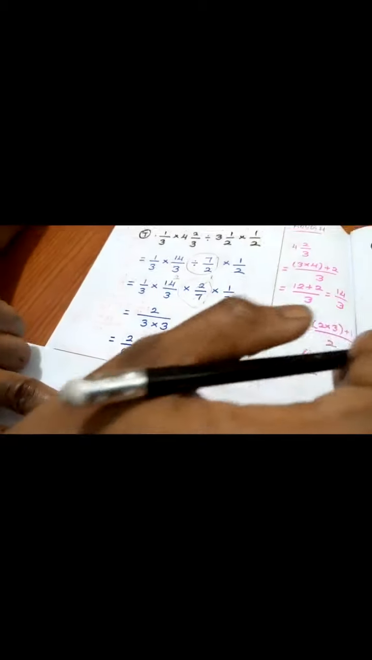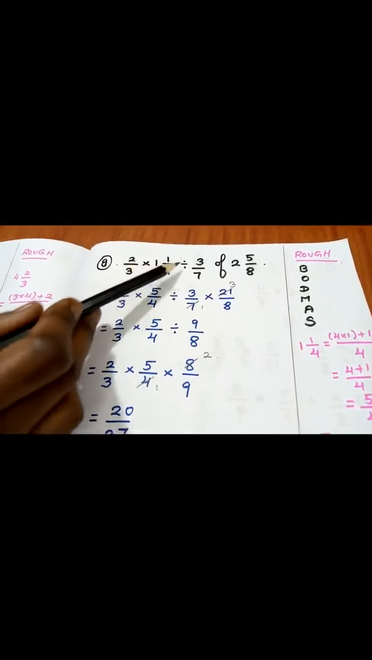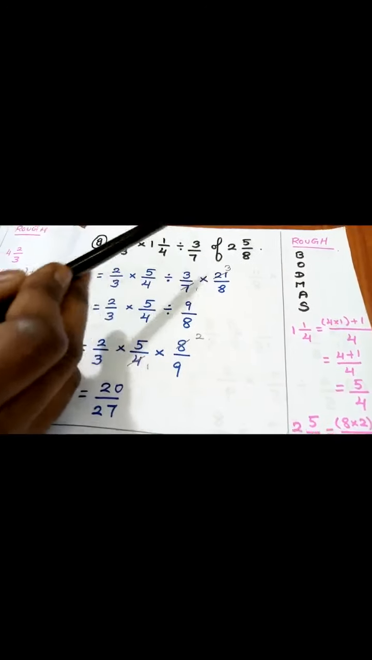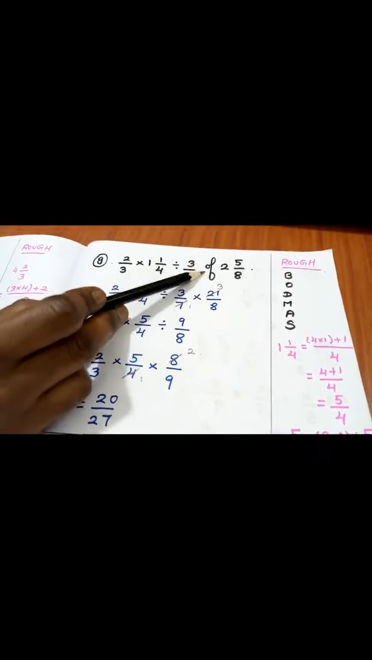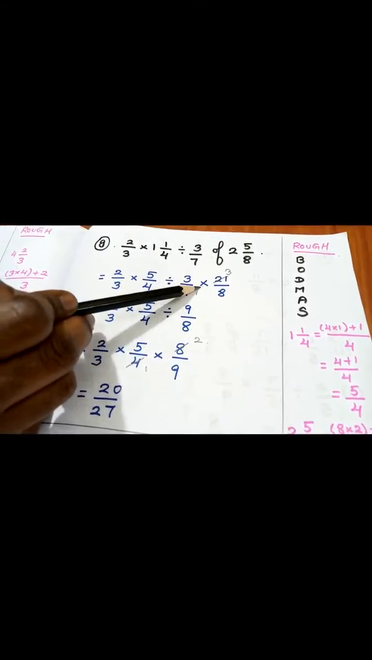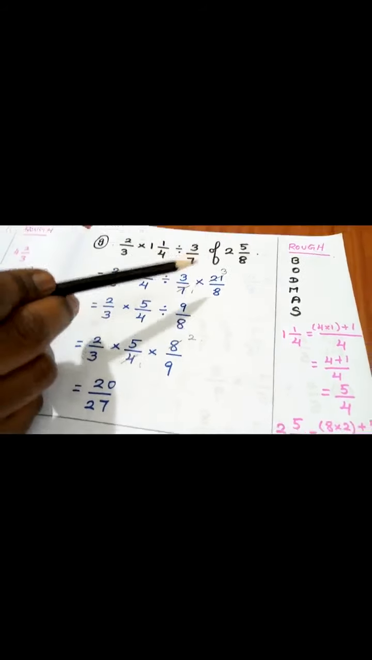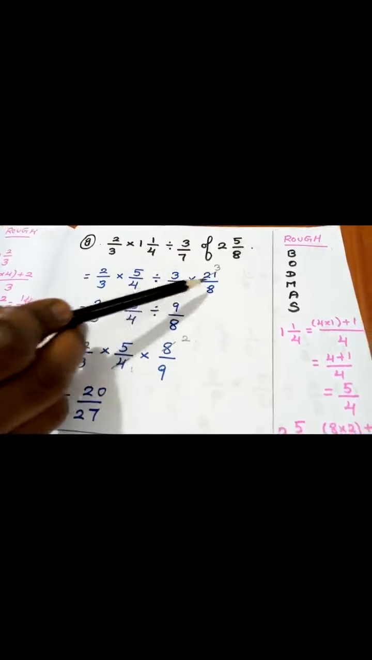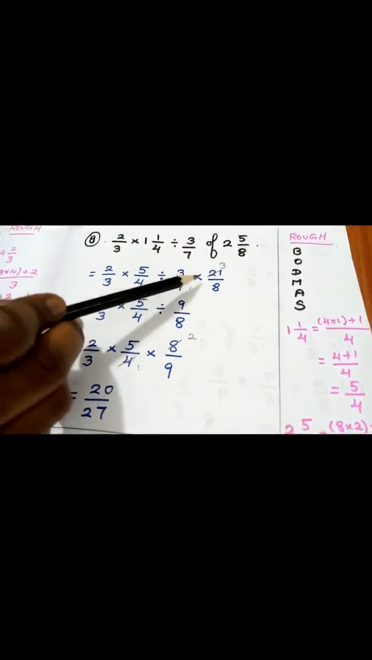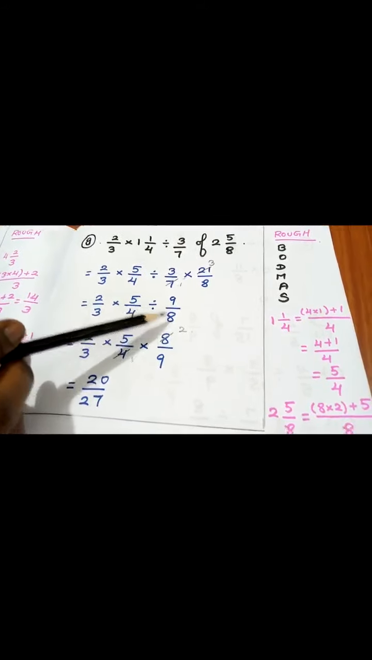Coming to the next sum. Next sum 8. Eighth question. If you see here, students, multiplication, division, of. First, I am going to convert this 'of' into 'into'. The symbol 'of' should be converted to 'into' first. What I am doing? These two values I am going to calculate and simplify. I am getting the answer as 9 by 8. After getting the answer, I am coming to division.